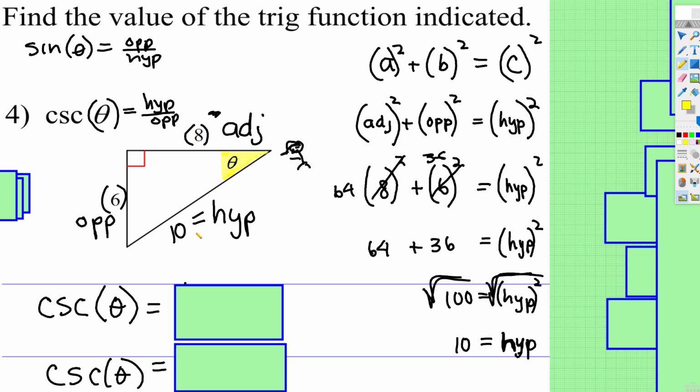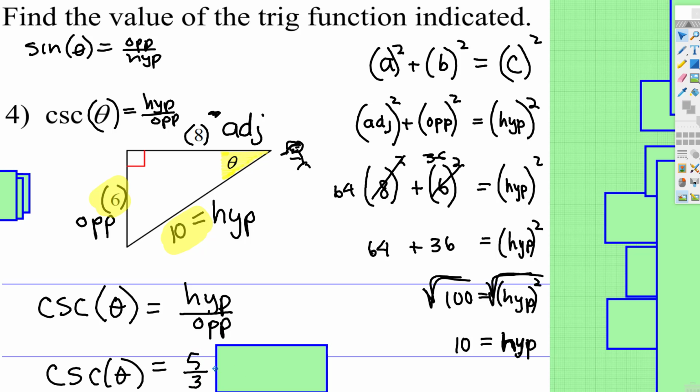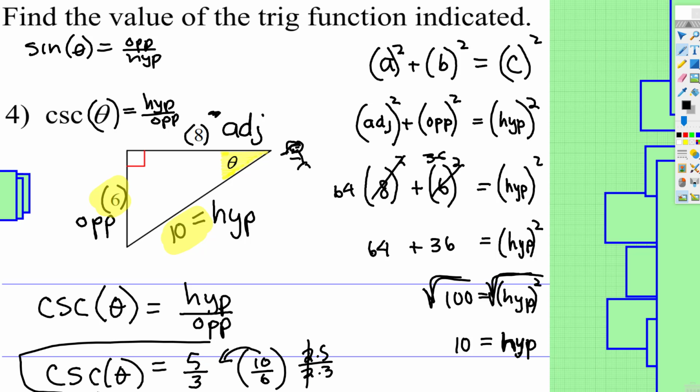Well, here's the hypotenuse. Here's the opposite. So the trig ratio, hypotenuse over opposite, says 10 over 6, but I have 5 over 3. It's because 10 is the same thing as 2 times 5, and 6 is the same thing as 2 times 3. The 2's cancel, so that's just the simplified version.